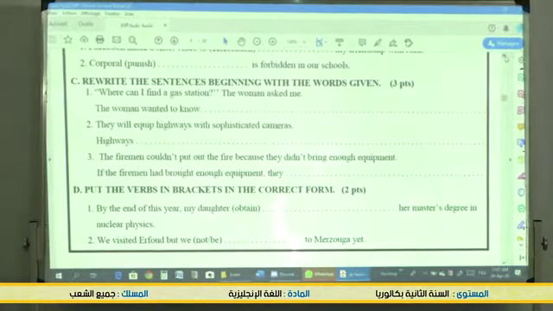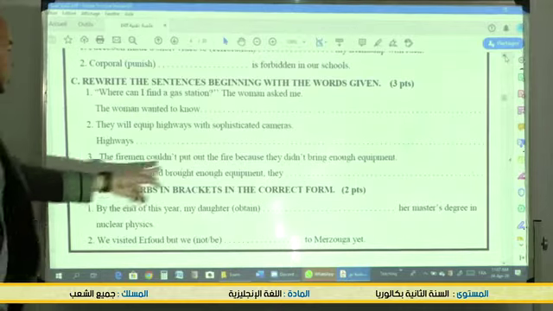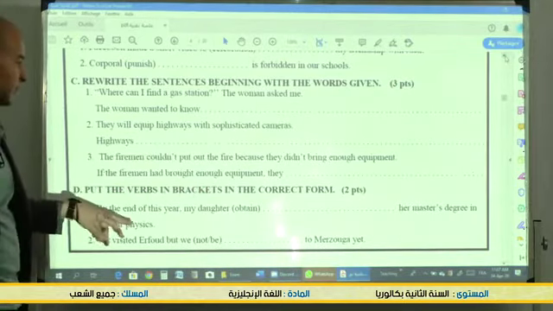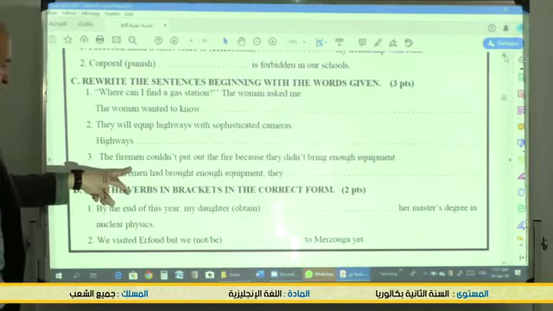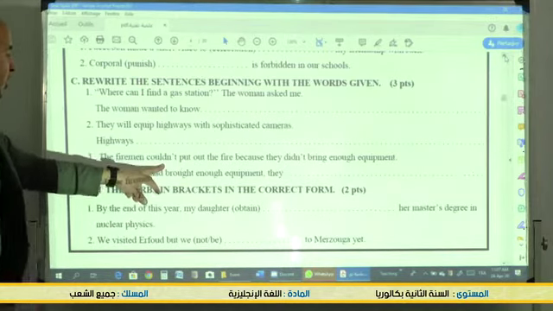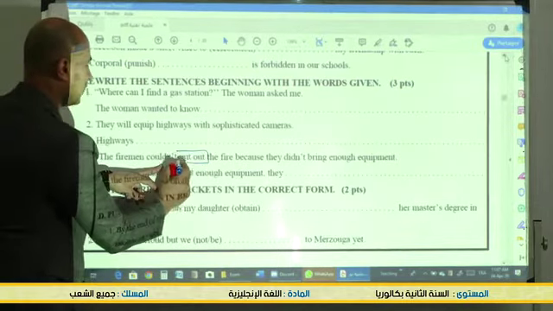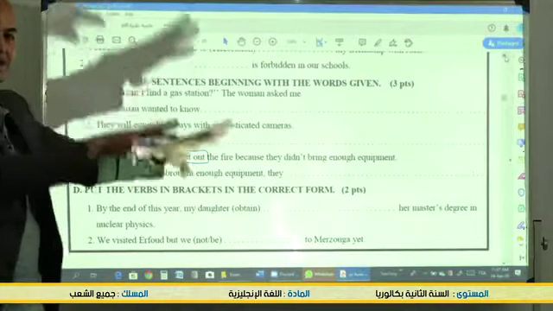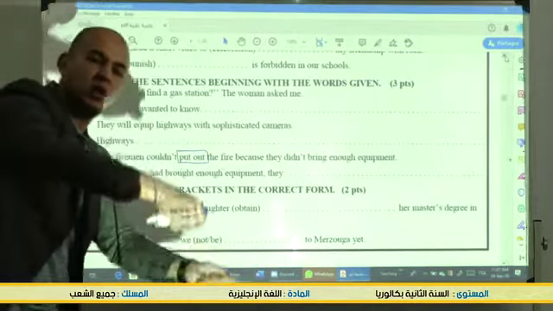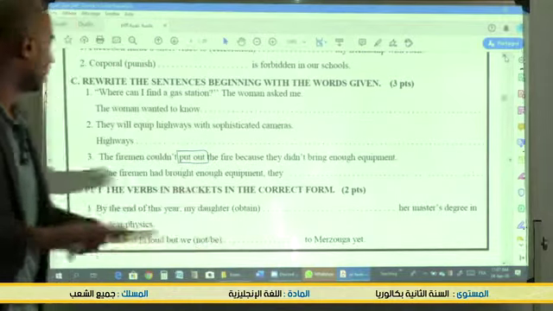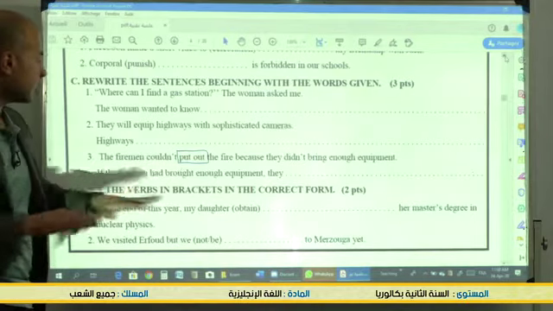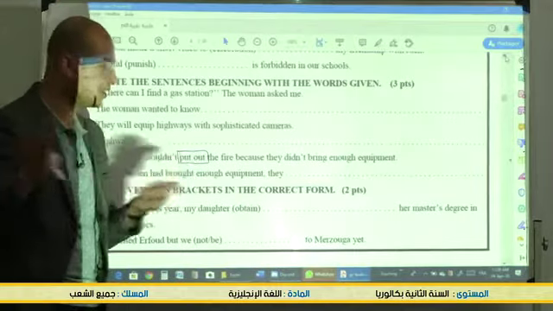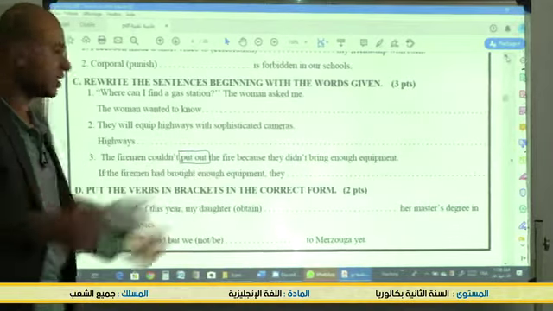And now C. The firemen could not put out the fire because they did not bring enough equipment. Okay? The firemen couldn't put out, it's another phrasal verb here. Put out the fire is to extinguish the fire. When there is fire, you put water on it, so you put it out. So the firemen could not put out the fire. Why? Because they did not bring enough equipment to do that.